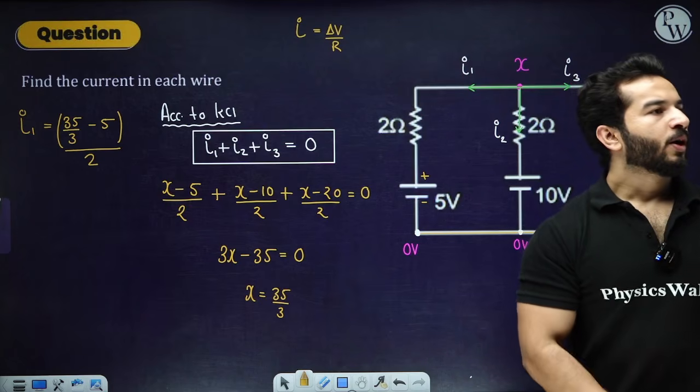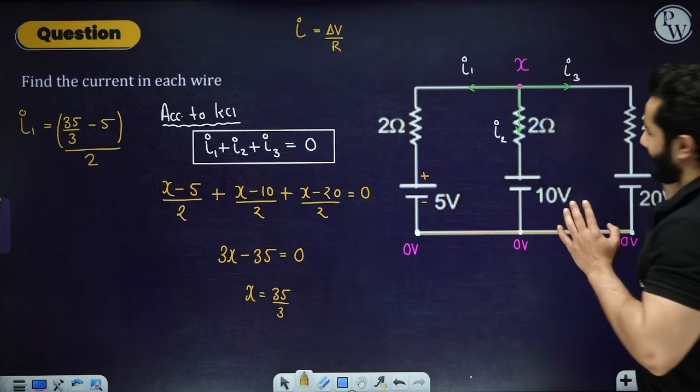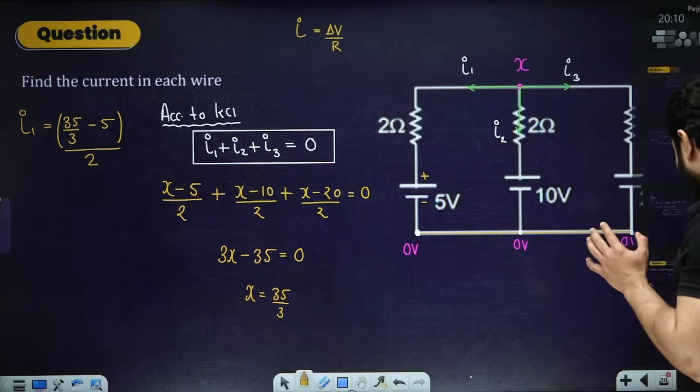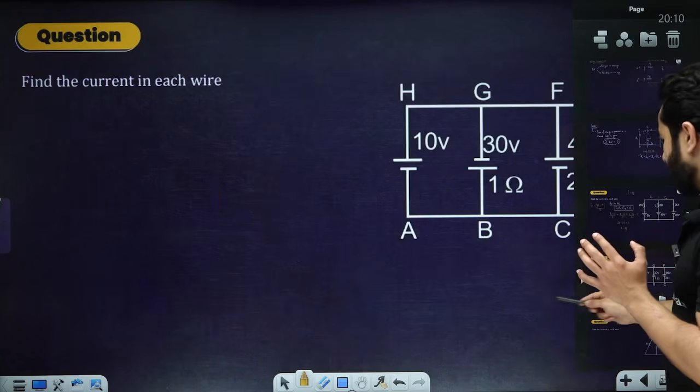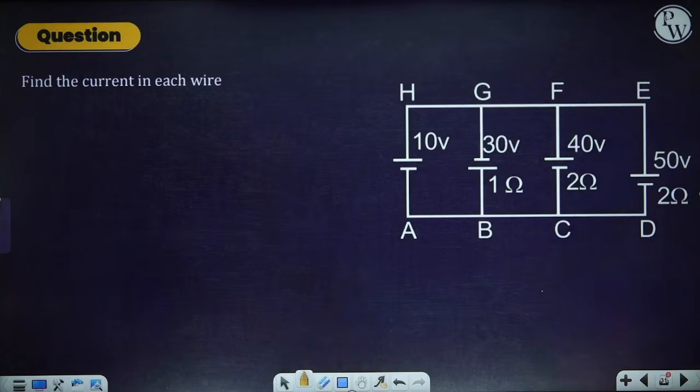Now what I want is, I want you to find out what I2 is going to be and what I3 is going to be. Can we use the same logic over here? Please have a look. Please pause this video and do it by yourself.